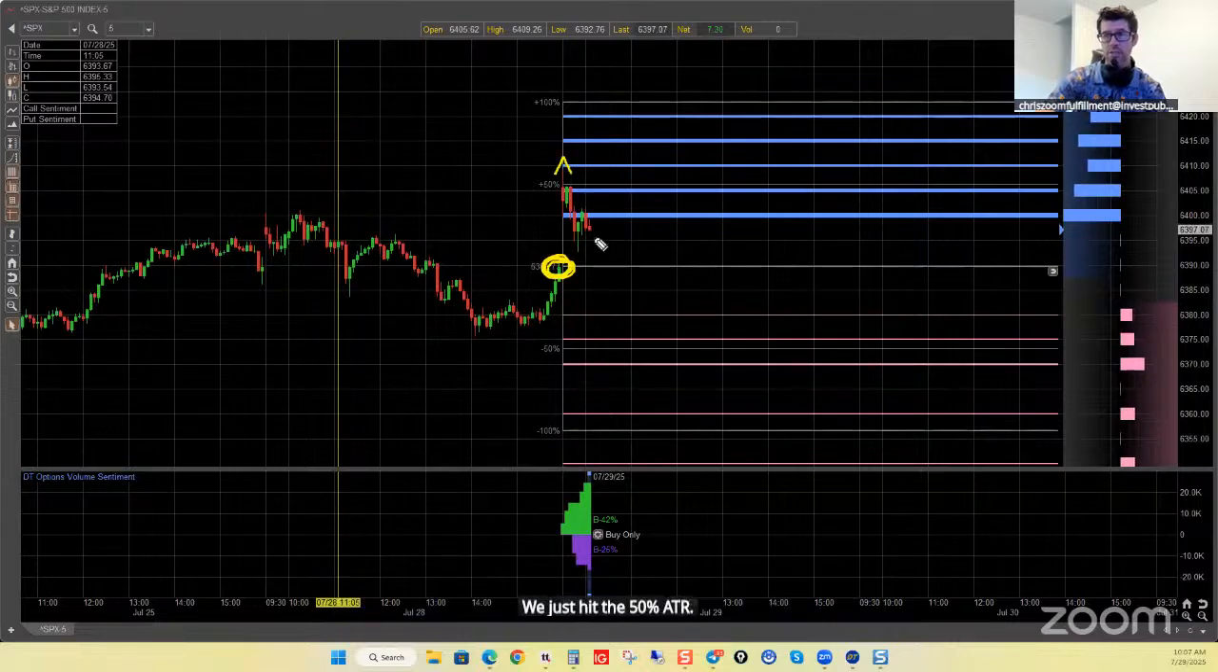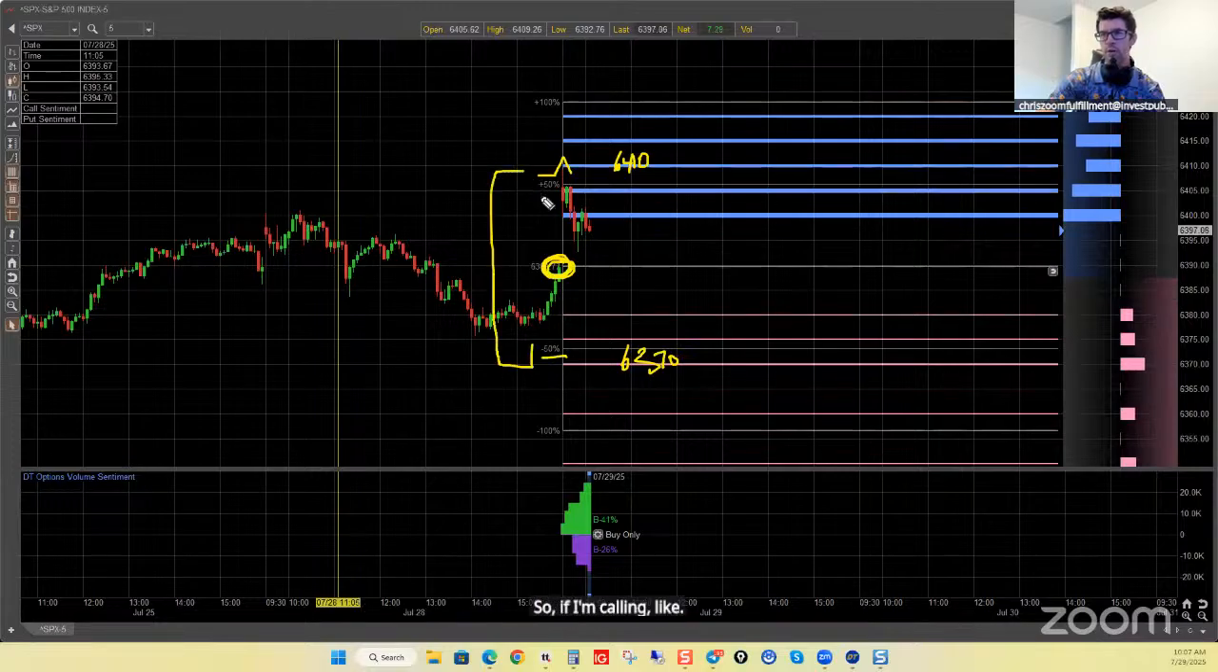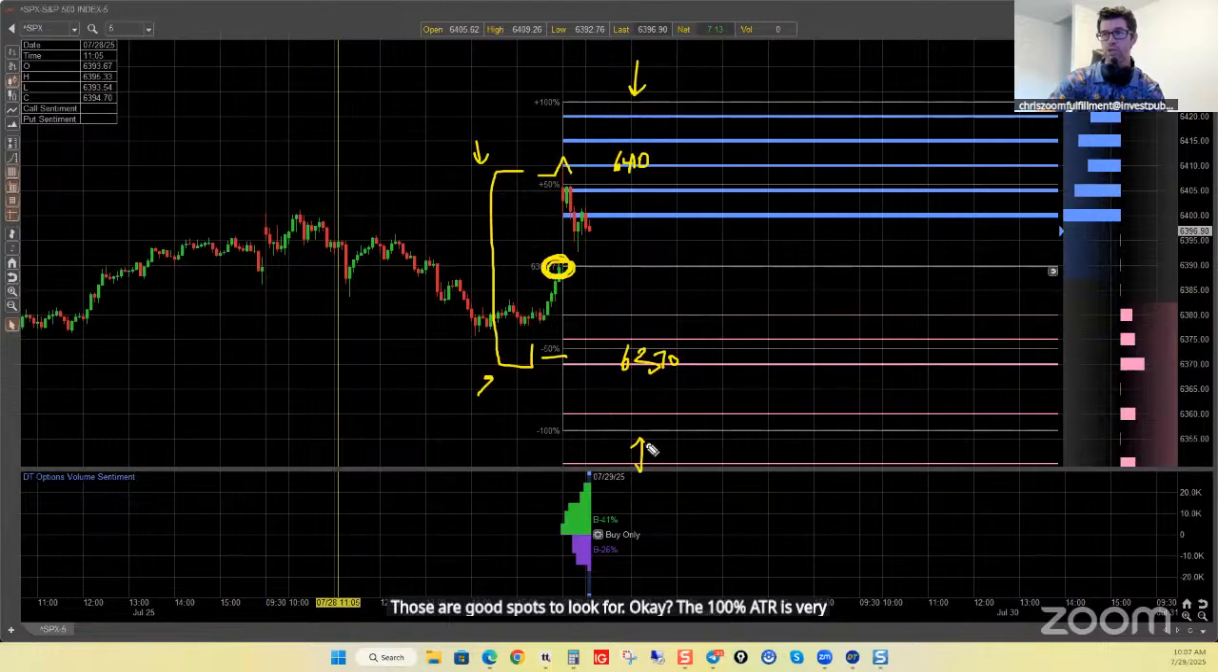It is very possible that in a standard day the market doesn't go too much farther than the 50% ATR. So that kind of caps us out for the morning around 64.10 and potentially we have room to get down to like 63.70. So if I'm calling based on an ATR, the highs and lows, that's more like intermediate highs and lows. Those are good spots to look for. Okay. The 100% ATR is very difficult for price to reach.